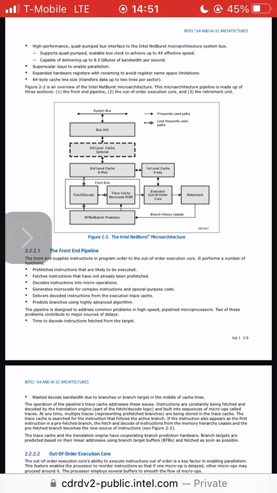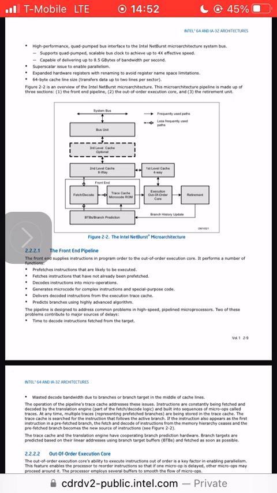At any time, multiple traces, representing prefetched branches, are being stored in the trace cache. The trace cache is searched for the instruction that follows the active branch. If the instruction also appears as the first instruction in a prefetched branch, the fetch and decode of instructions from the memory hierarchy ceases, and the prefetched branch becomes the new source of instruction. See Figure 2-2. The trace cache and the translation engine have cooperating branch prediction hardware. Branch targets are predicted based on their linear addresses using branch target buffers, BTBs, and fetched as soon as possible.